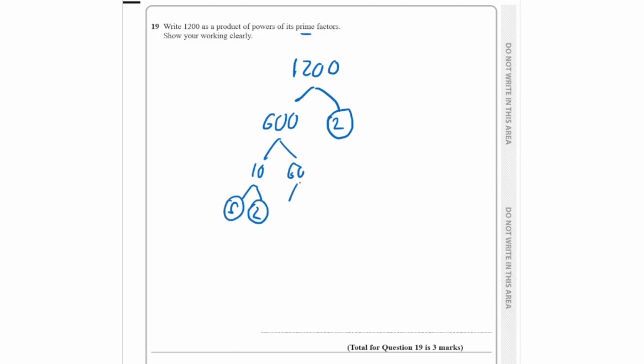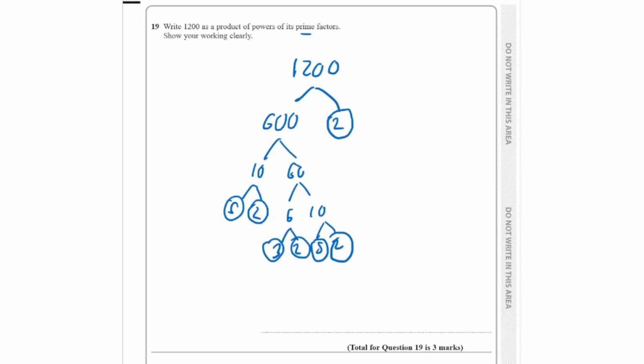And 60 can be 6 and 10. 6 can be 3 and 2. Those are prime factors, we end there. And 10 can be 5 and 2. Now, we have to write it as a product of powers of its prime factors.